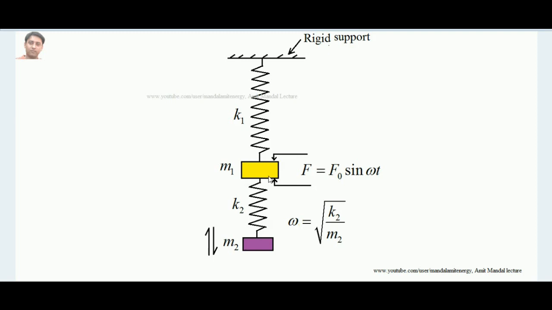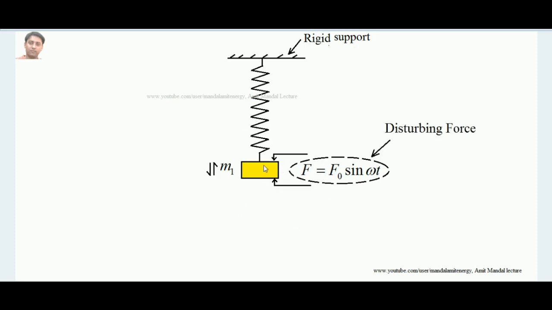Okay, now let's take it in reverse manner. We have to think in reverse manner. Suppose that there is a mass m1, there is no second spring and second mass, and this is acting as a disturbing force, F equals F naught sin omega t. These are the sinusoidal disturbing forces which are applied on mass m1. Due to this applied force, this mass will start vibrating, and we want to stop it.